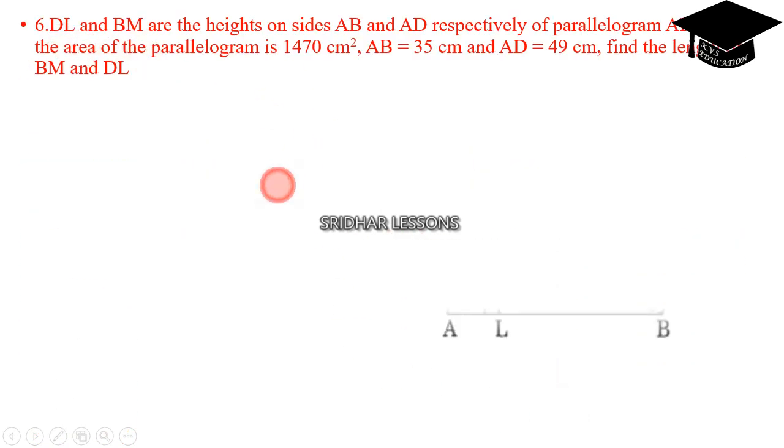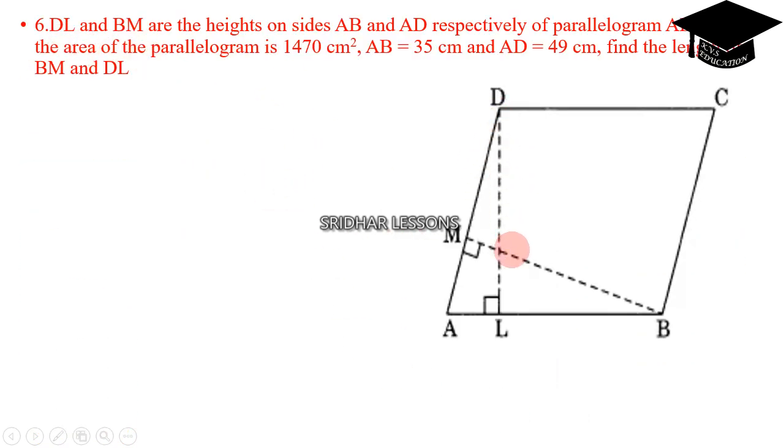Question number 6. DL and BM are the heights on sides AB and AD for the parallelogram ABCD. If the area of the parallelogram is 1470 centimeters square and the value of AB is equal to 35 centimeters and the value of AD is equal to 49 centimeters, find the length of BM and DL. Very simple problem.